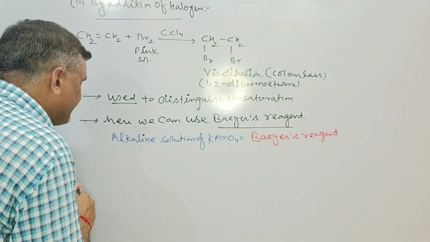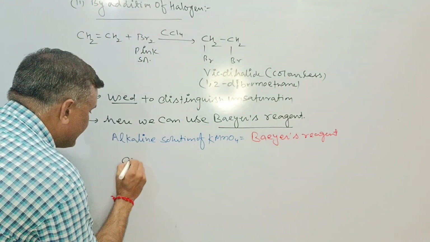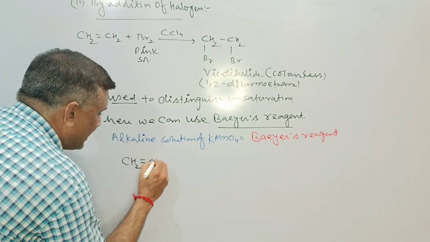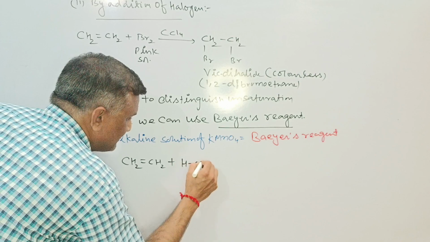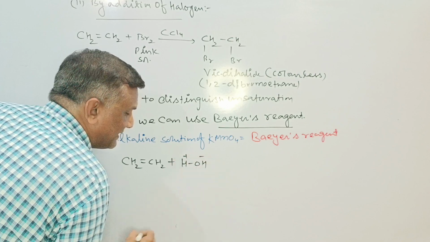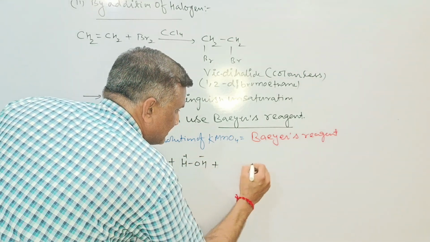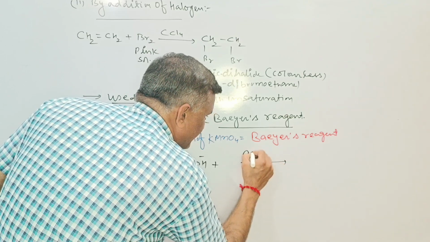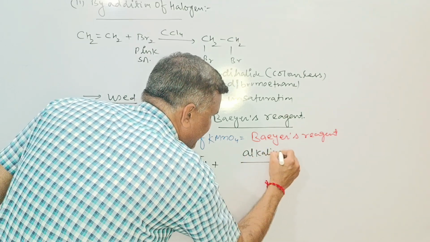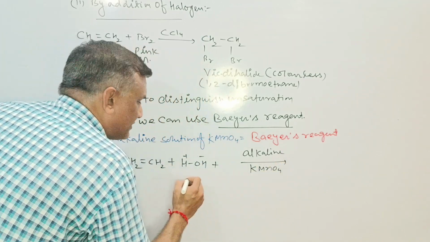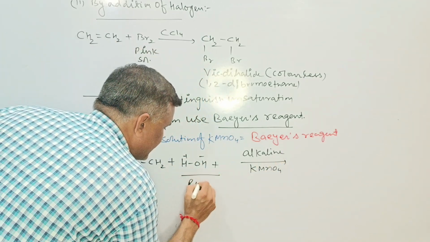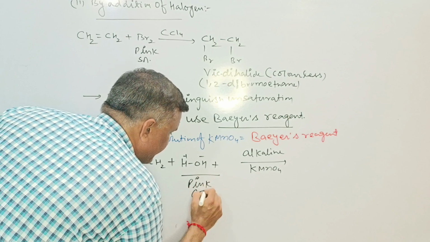This is the alkene. We can take an alkyne also. This is the aqueous solution, that's why here we use HOH, and here is the alkaline KMnO4. Alkaline KMnO4 gives a pink color solution.